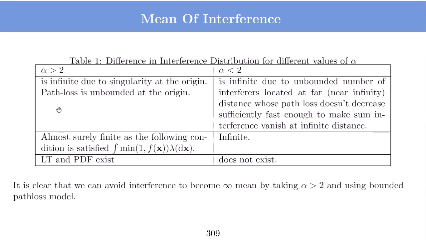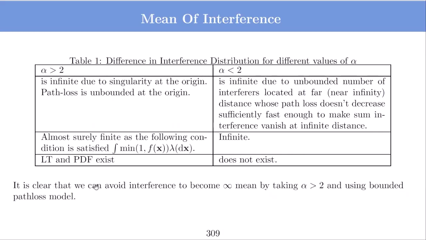Okay. In this case, it is almost surely finite. You can show that it's almost surely finite as the following condition is satisfied. Okay. So if you look at the existence of the Laplace transform of some function, this satisfies this property. So this means the Laplace transform should exist. In this case, this is not true. So it is infinite and its Laplace transform does not exist.